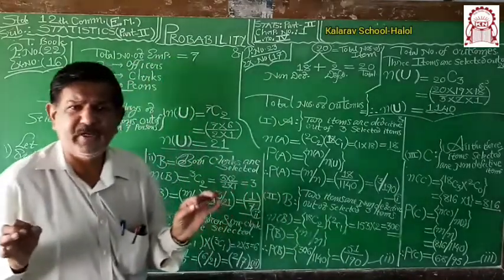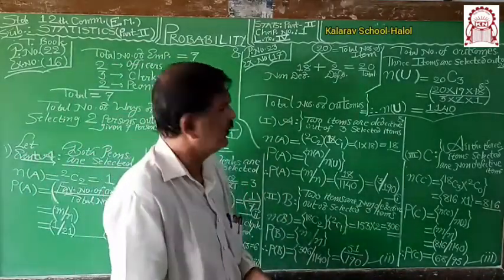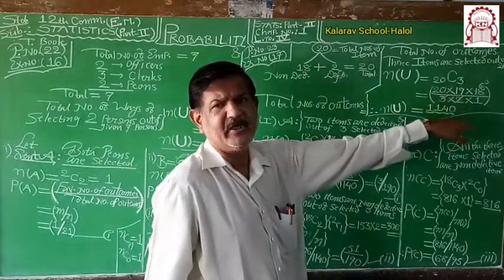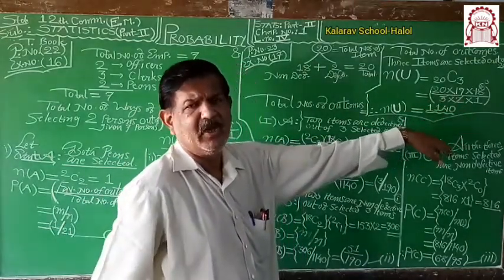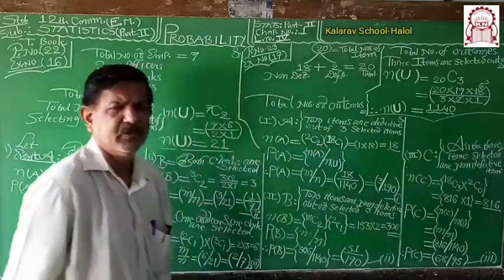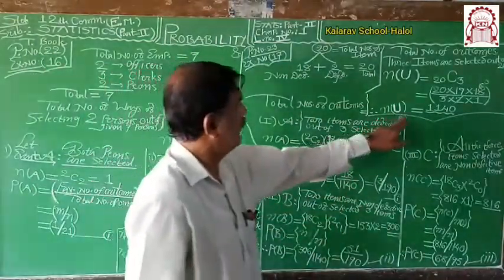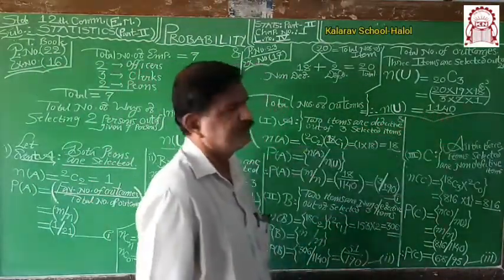Selection means combination, 20C3. That is 20 into 19 into 18 upon 3 into 2 into 1. Ultimately the answer will be 1140. So the number of elements in U, the total outcomes, is 1140.